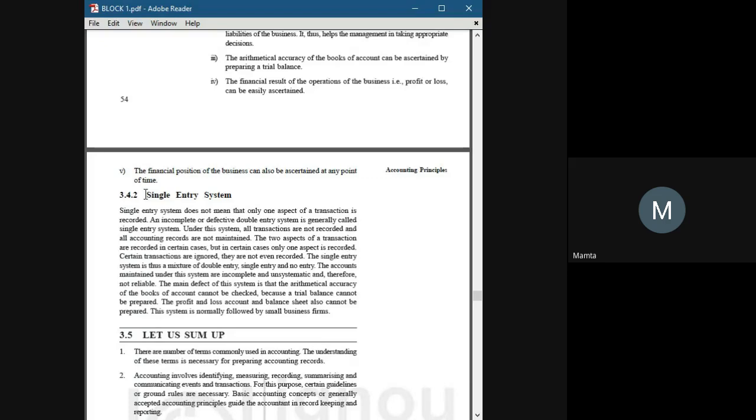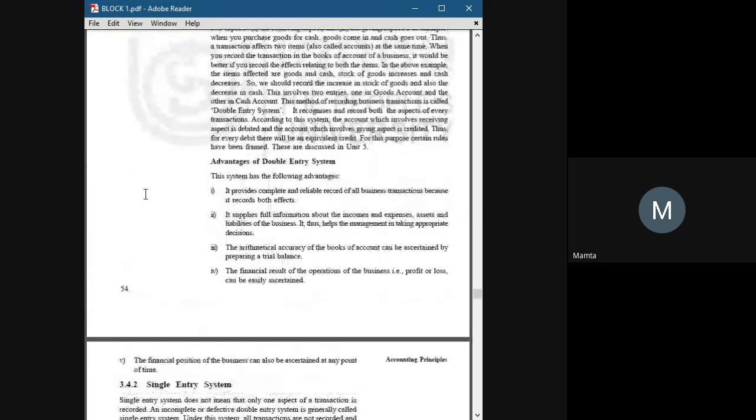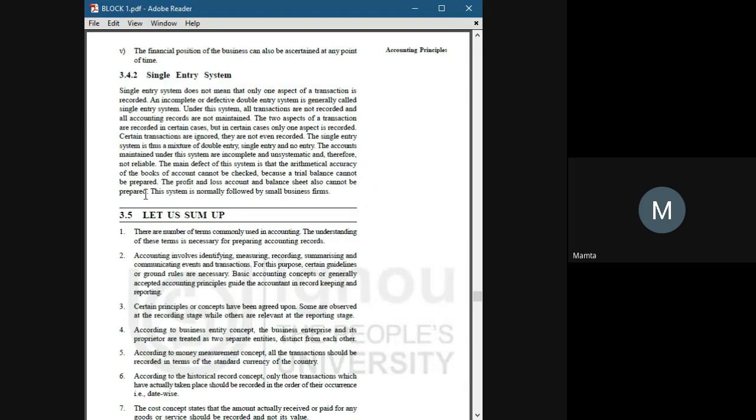So this system is followed by small business firms, but the double entry system is followed by every big business or big organization or company, because it has two aspects. First is receiving and second is giving, which we discussed earlier. This unit is also complete.